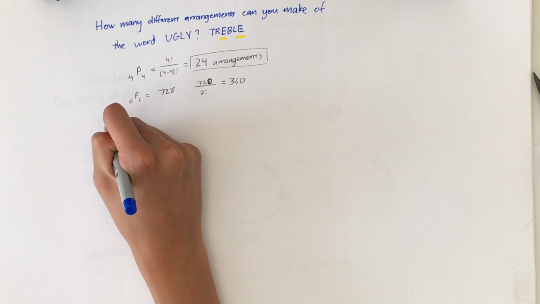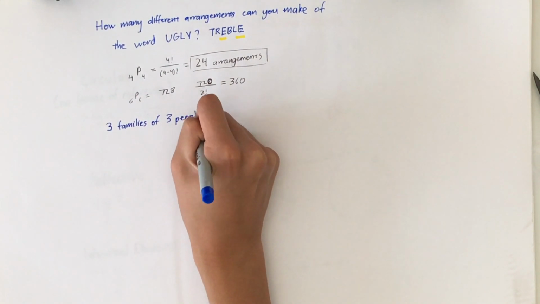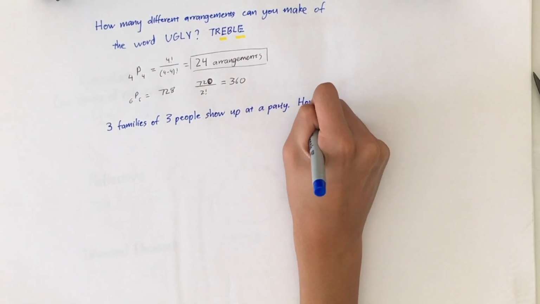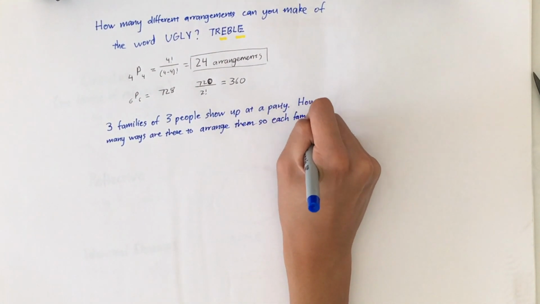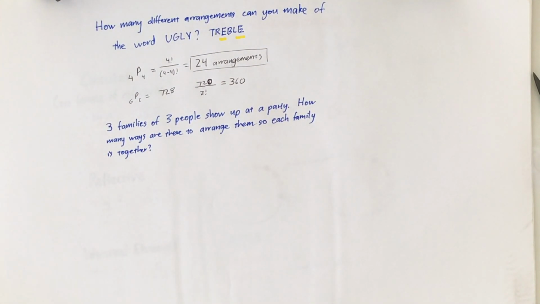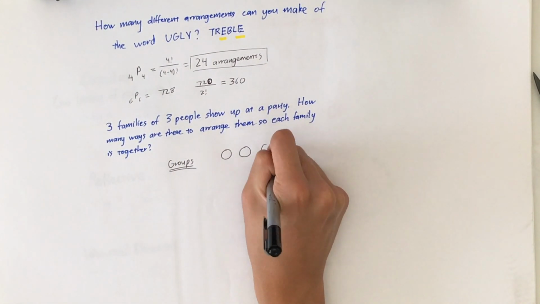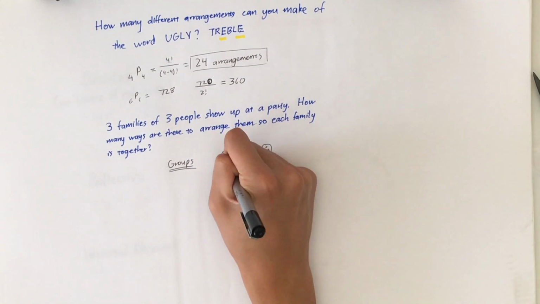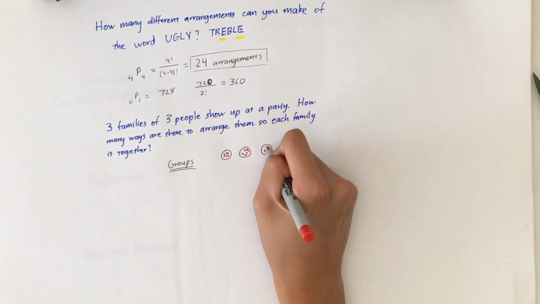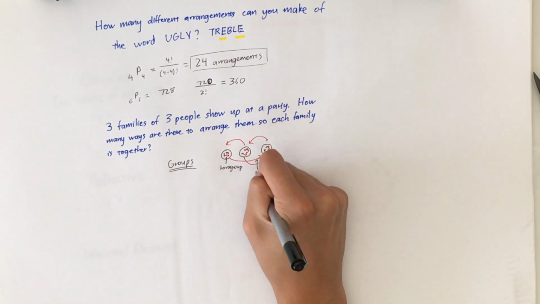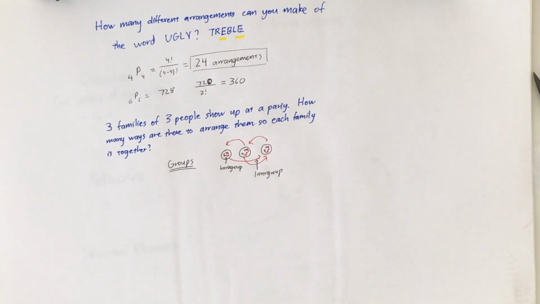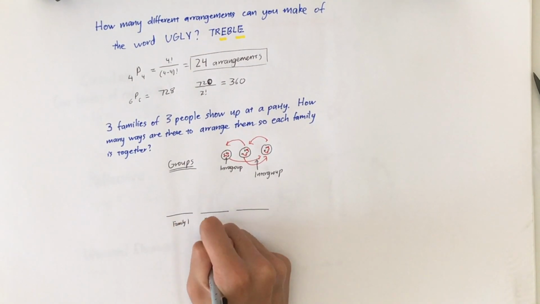Let's say that three families, each consisting of three people, arrive at a party and they want to sit down. How many ways are there to arrange them so that each family is together? So now we're going to introduce the concept of grouping. So in grouping, there's ways to arrange the elements inside the group as well as the groups themselves. So in this case, there's three people inside each group, so there would be 3 factorial ways to arrange them inside. But there's also 3 groups, so there's 3 factorial ways to arrange the groups.